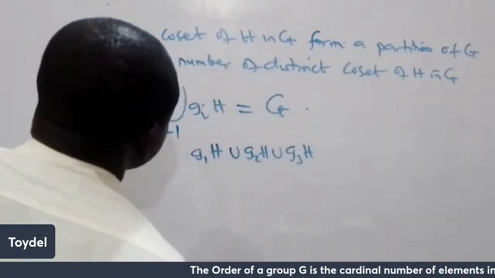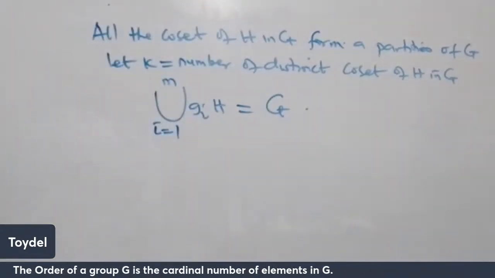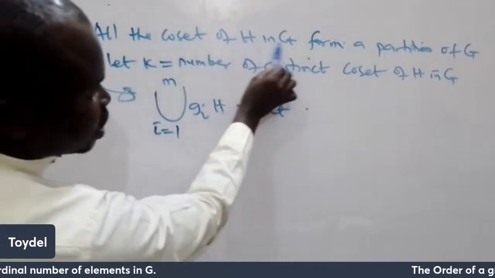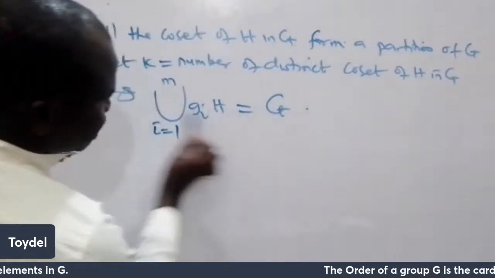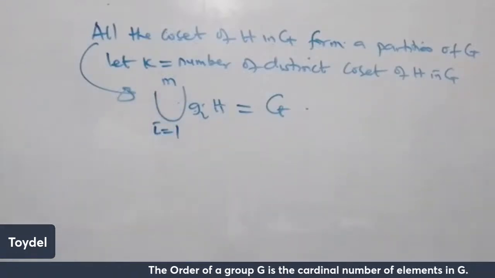So we are saying that the cosets of H in G form the partition. This statement is the interpretation: all the cosets of H in G form a partition of G. This is the interpretation of this statement.